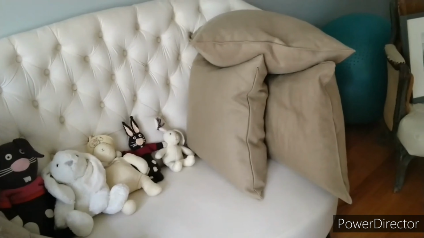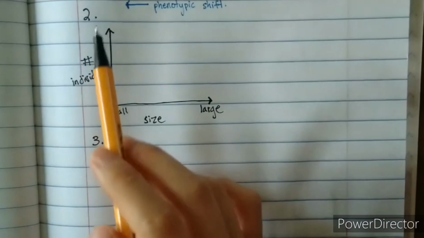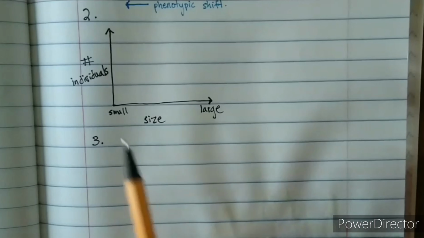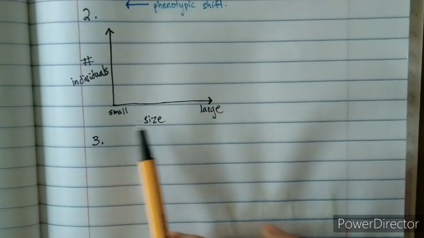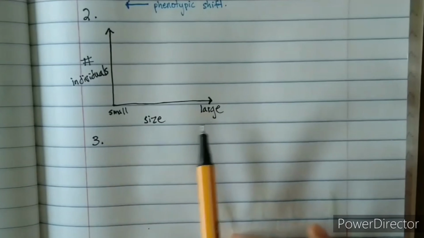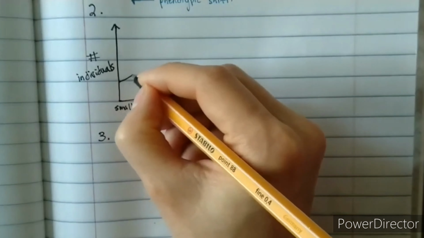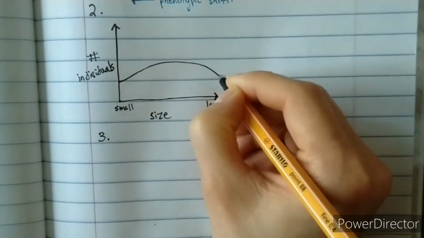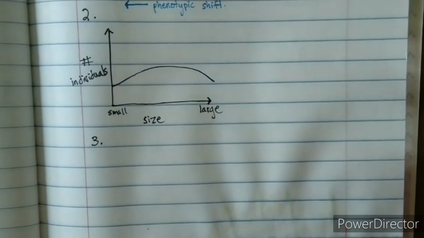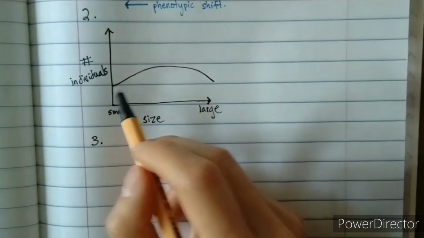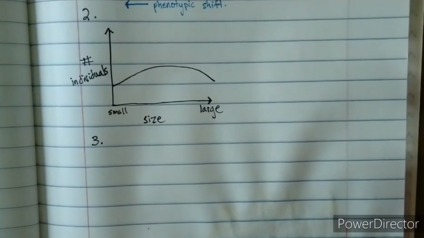Looking at scenario 2, I want you to pause the video for a second and set up a second graph in the same manner. Your y-axis would be the number of individuals, your x-axis would be the phenotype that we're looking at, going from small to large. Remember that the original population is going to be a nice, gentle bell curve. Slightly more medium rabbits than we have small or large rabbits.